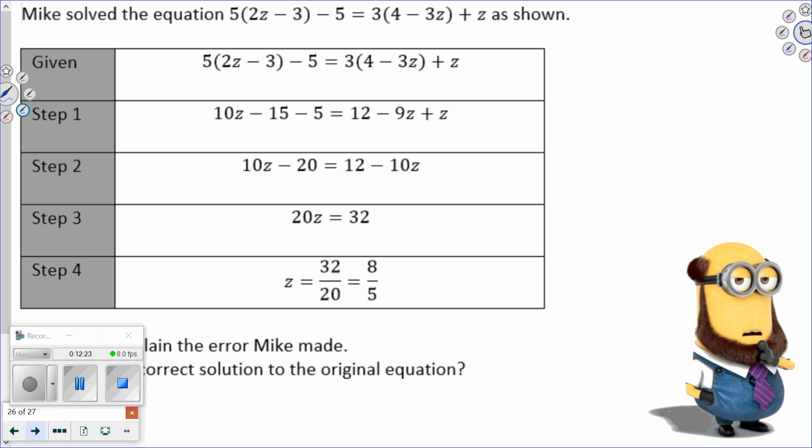So this is something I want to try to work on this semester, is you guys finding where the error happened, okay? So Mike solved this equation as shown. If you look, it starts with the actual problem. It says given. If you think back to geometry and proof days, we're not doing proofs, I promise. No proofs. But here's the problem it started with, and then it goes step by step to show you what he did. And I'm telling you, there is an error. So can we find it?